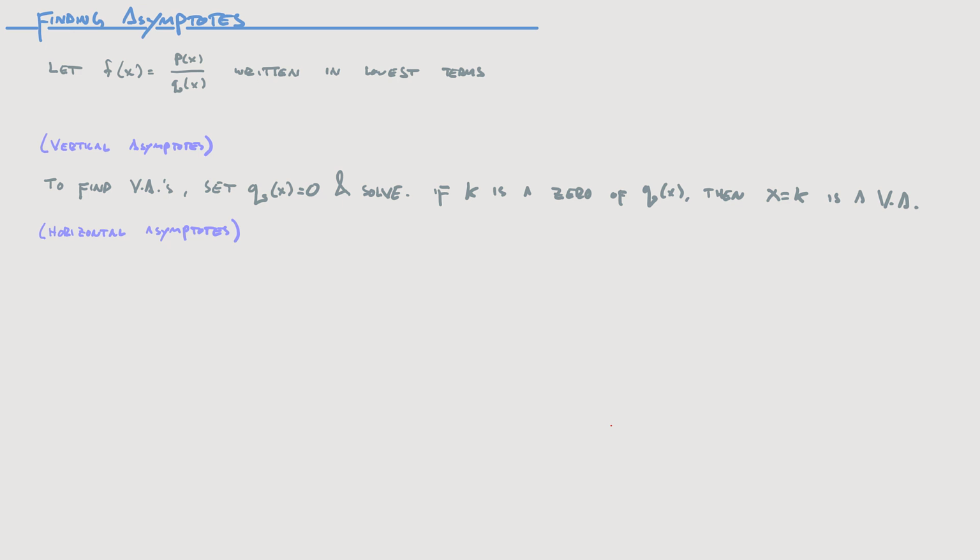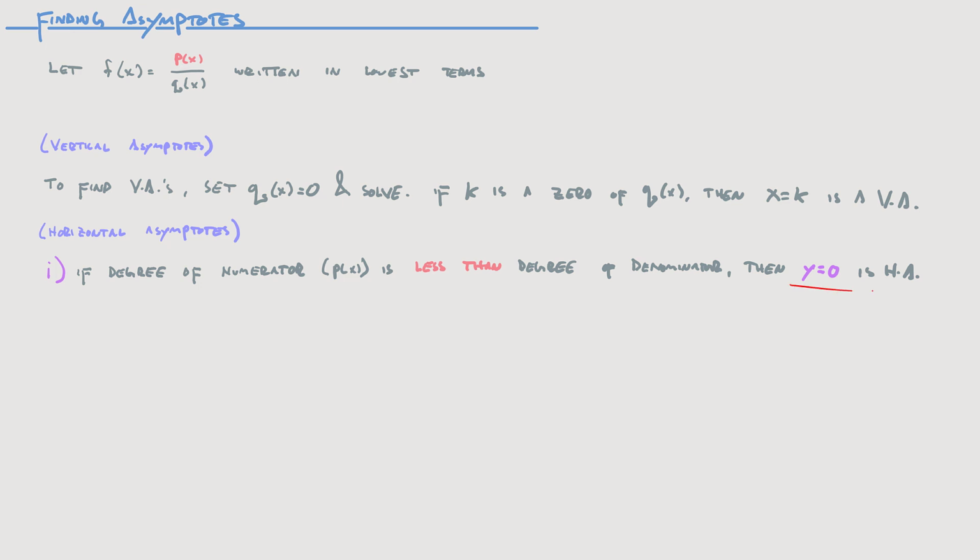To find horizontal asymptotes, it's actually kind of not very mathy. What you're doing is comparing the degree of the numerator against the degree of the denominator, and one of 3 things is going to happen. Number 1, the degree of your numerator is less than the degree of your denominator. If that happens, y equals 0 is always the horizontal asymptote.